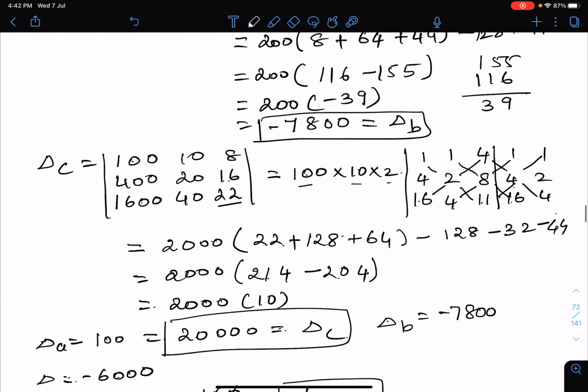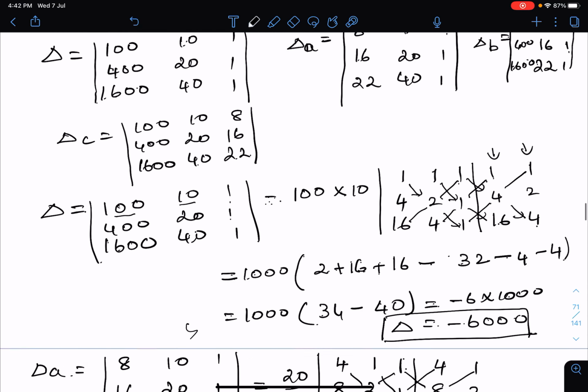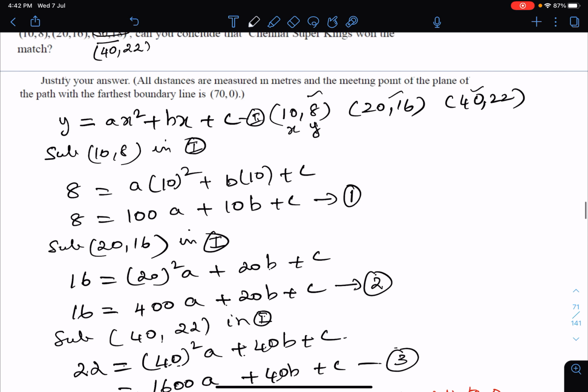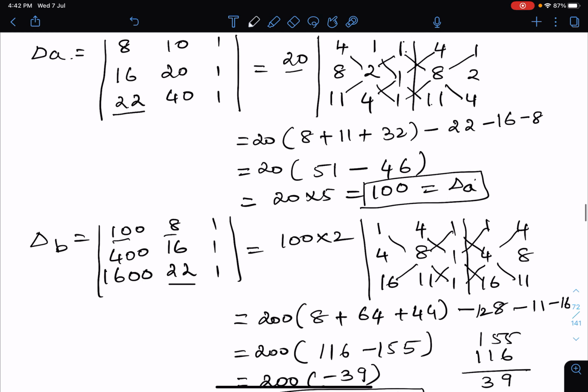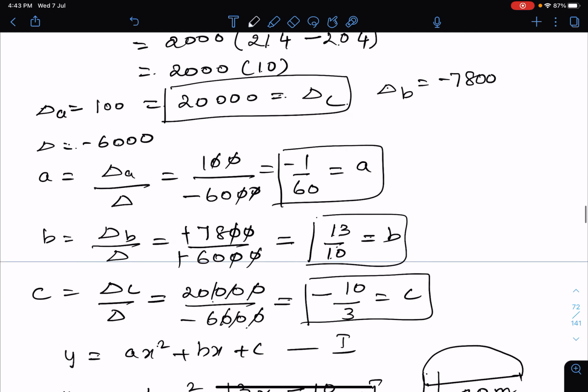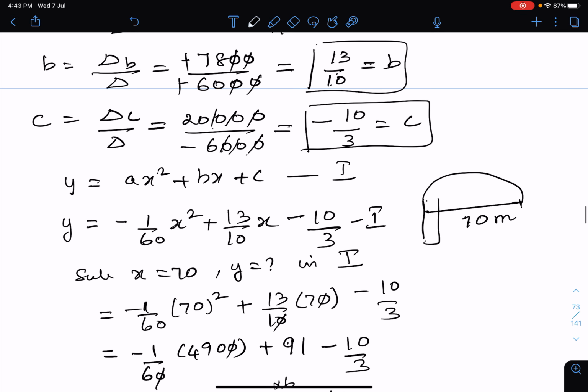Here they have given the final question: justify your answer. All the distances are measured in meters, and the point is where the plane of the path meets the farthest boundary line. So, what is the boundary line distance? It is (70, 0). So this is going to be the boundary line, 70 meters. Now we are going to put that (70, 0) in equation 1, where x equals 70, and we are going to find out what y is.